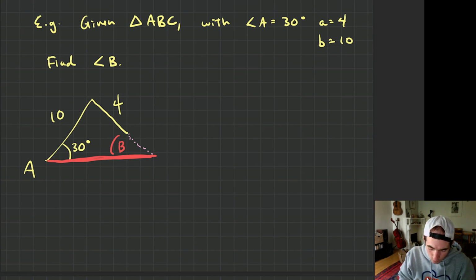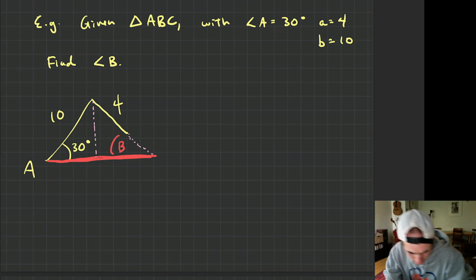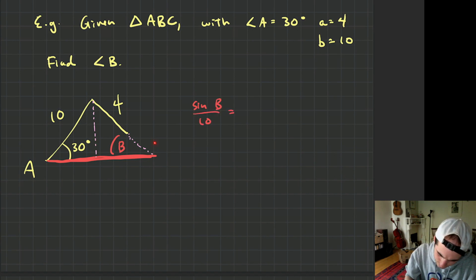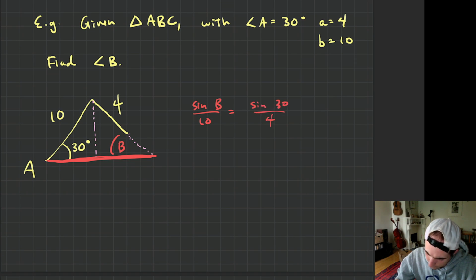So if you want, you could calculate h, and I'll do that in a minute. But a quick way to do it is just to see what happens with the sine law. So using the sine law, I know that sine of B over 10 is equal to sine of 30 over 4.